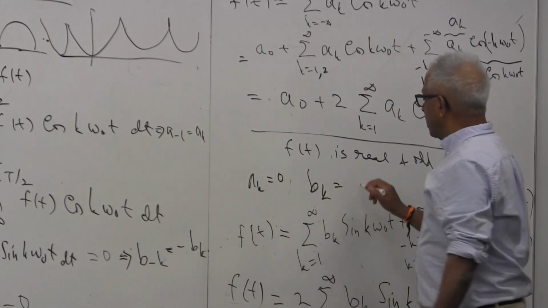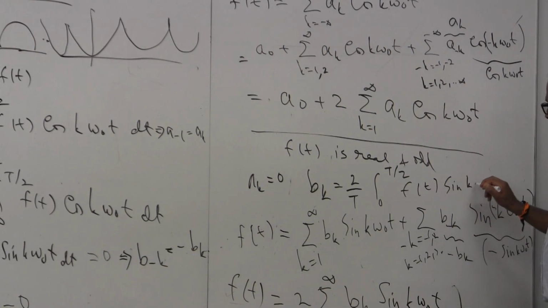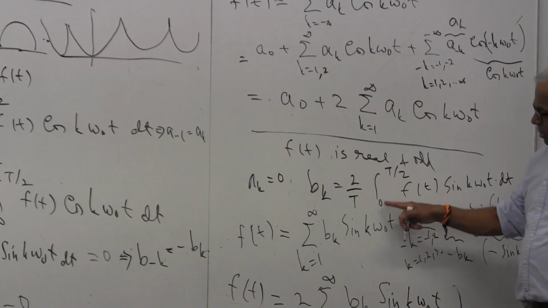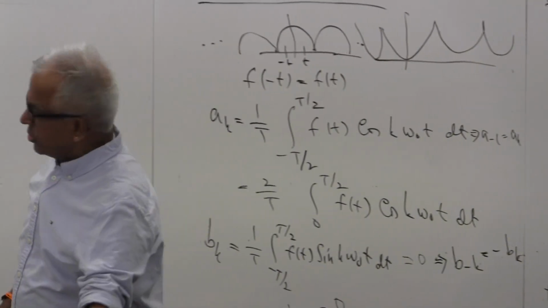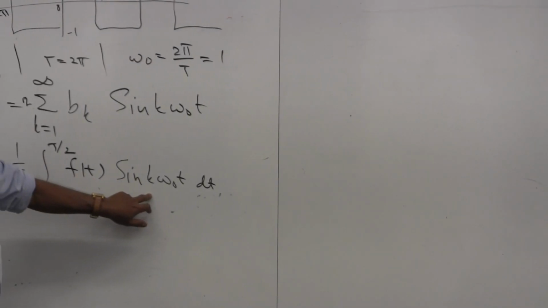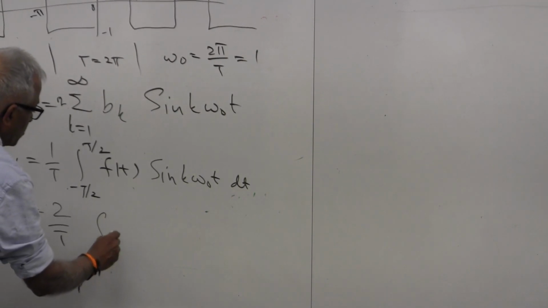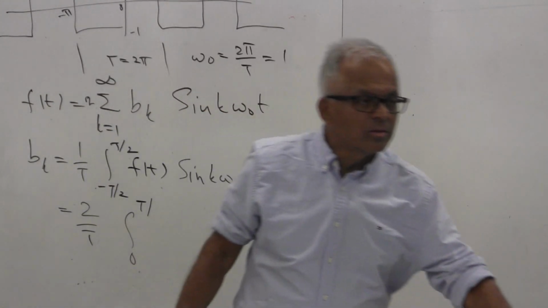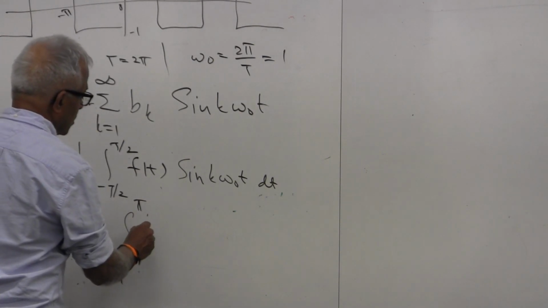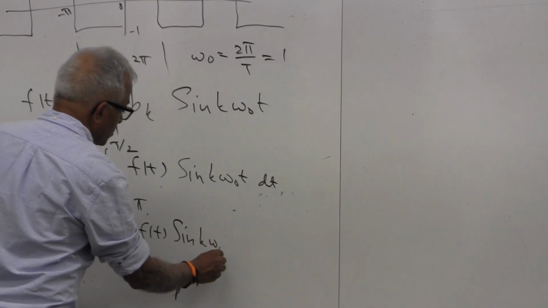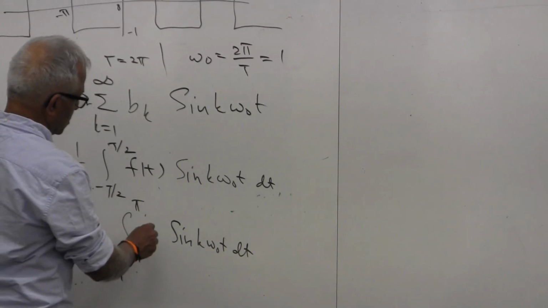b_k is given by, you can use that formula, or 2 over T integral 0 to T by 2 f(t) sine k omega naught t dt. Look at here. So it may be easier to do the integration that way. You don't have to remember any of this. You can see here also, this is odd, this is odd. Odd times odd is even. Integrated is the same as 2 over T integral from 0 to T by 2. T is how much? In this case, T is 2 pi, so this will be pi. And f(t) is, I'll write one more line, f(t) sine k omega naught t. What is the value of f(t)? 1. So you have to do this integration.